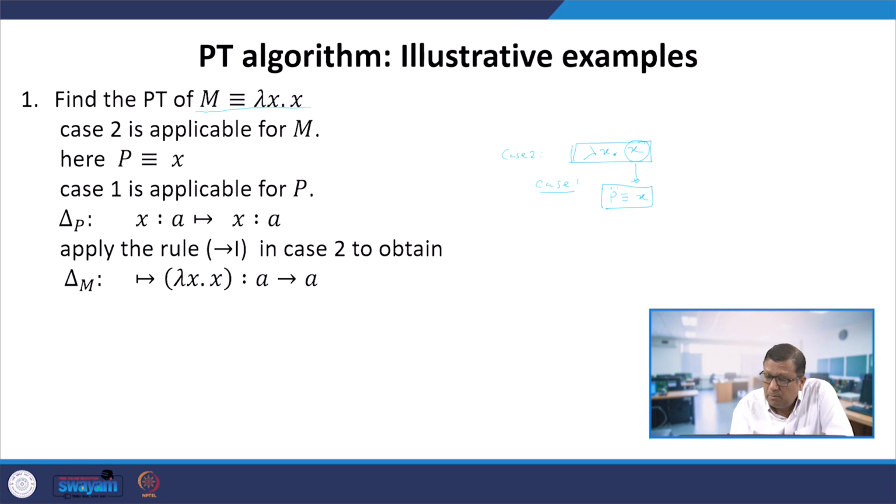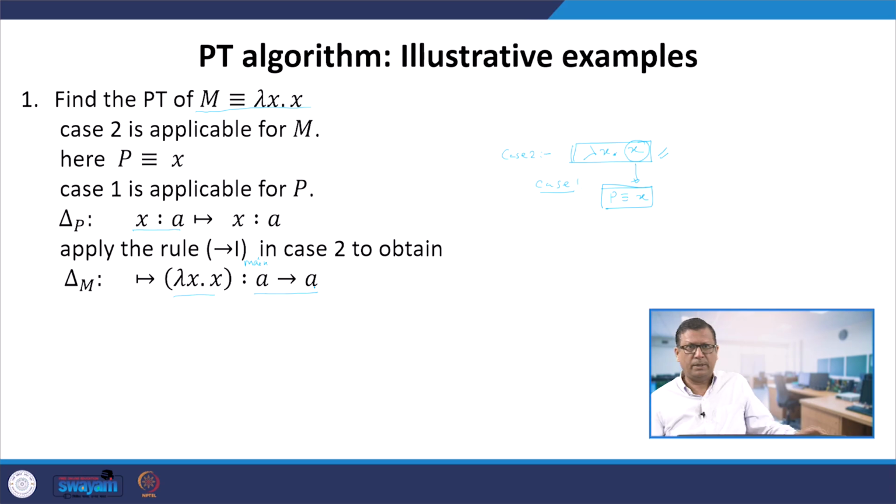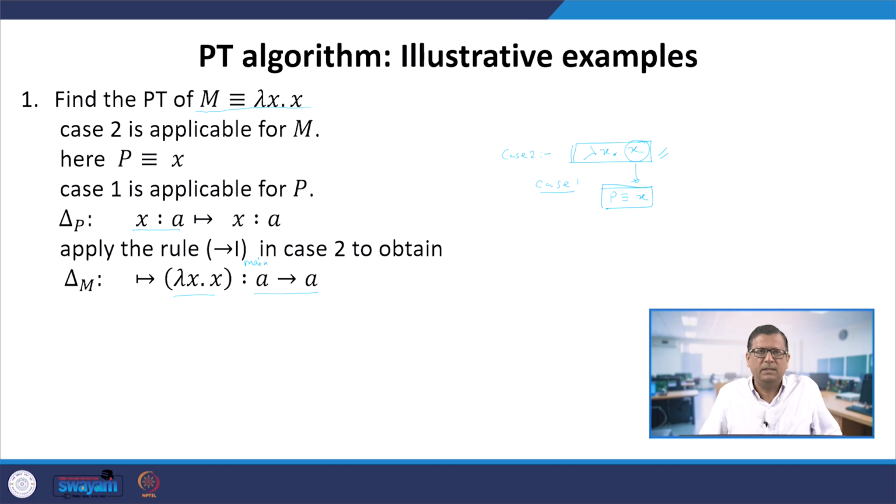So our original problem we have categorized into case 2, then the subterm is x, which is P, and there case 1 is applicable, and case 1 says that the principal deduction will be in the context x has type A. Once this is done, x is occurring in the body, so x is a free variable in P, so case 2 will be applicable, the arrow I rule, so lambda x will have type A arrow A. From the algorithm we obtained that the principal type of the identity function is indeed A arrow A.